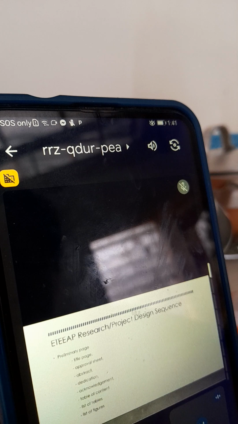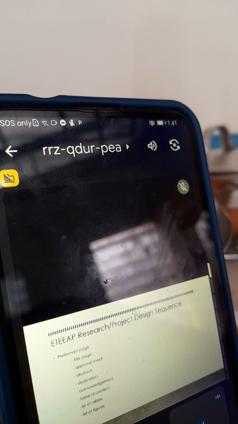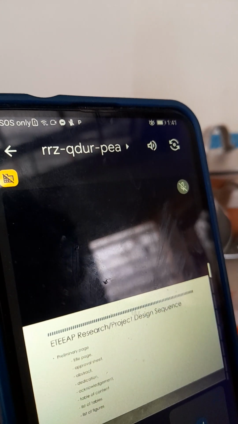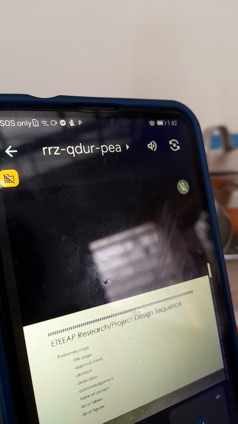First, you have the preliminary pages. In the preliminary pages, it should start off with the title page. Then you have the approval sheet. Then you have the abstract. The abstract is the last thing that you're going to write, followed by dedication, followed by acknowledgement, and then you have table of contents, then you have lists of tables, lists of figures.